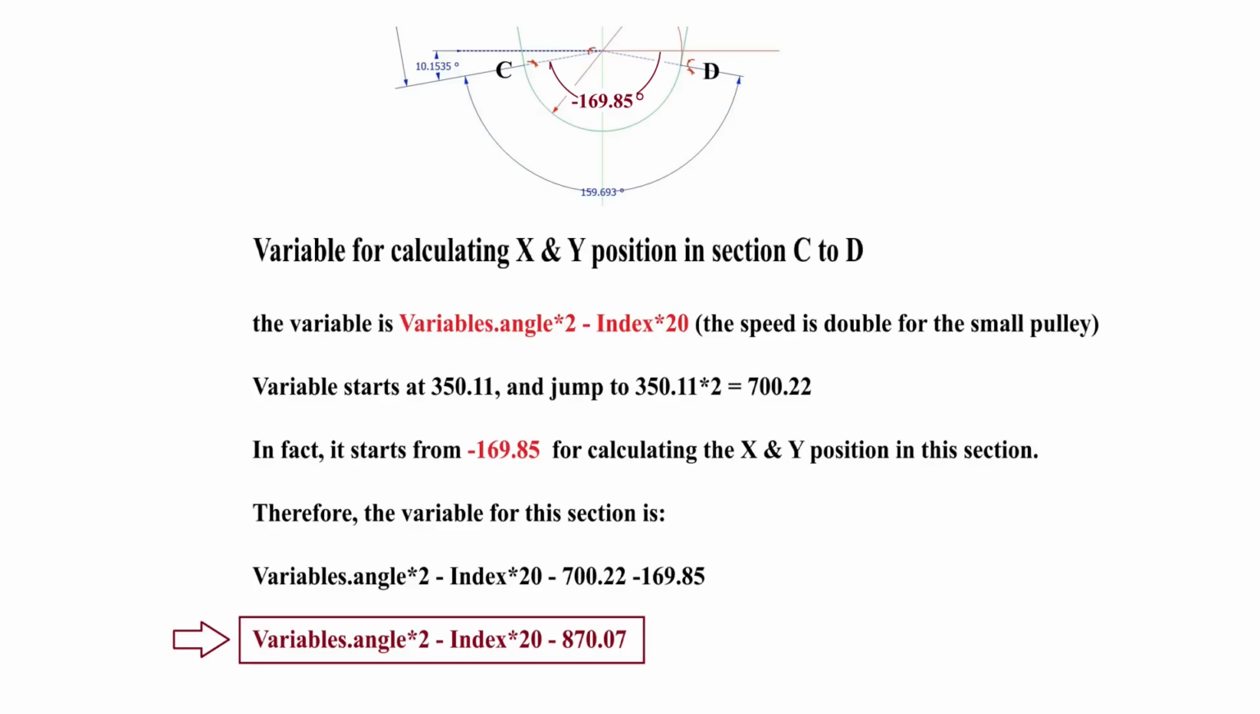For section C to D, the rotation speed is double because the diameter of the small pulley is half of the big pulley. Then the variable will jump from 350.11 to 700.22 suddenly at point C. For calculating the x and y position, the angle starts from minus 169.85 degrees. So the variable for this section is variable minus 700.22, minus 169.85. The variable used in assembly 4 is variable.angle times 2 minus index times 20 minus 870.07.